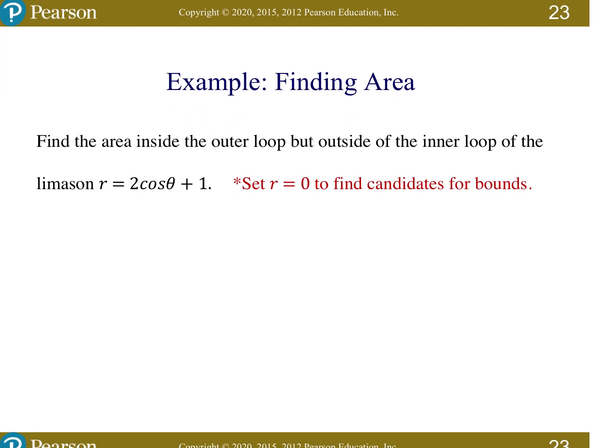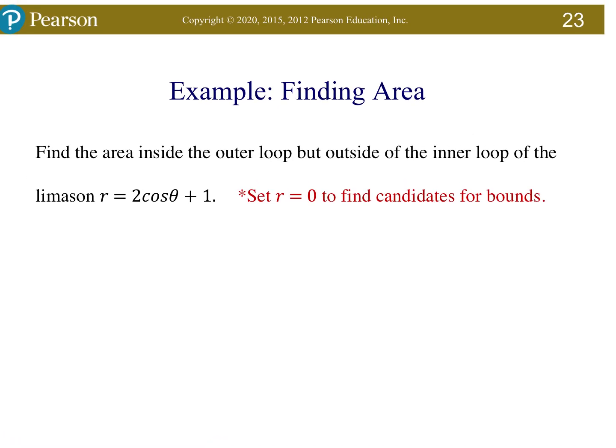Okay, same shape. How do you find the area inside the outer loop, but outside the inner loop? Inside the outer loop, but outside the inner loop. So do you understand what I'm asking? Okay, so it's this. And I want all this area.